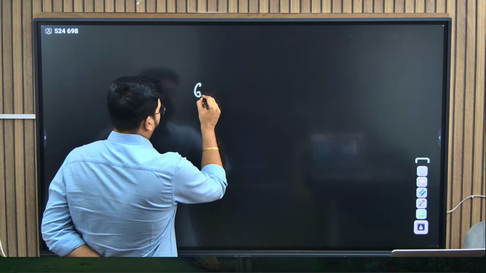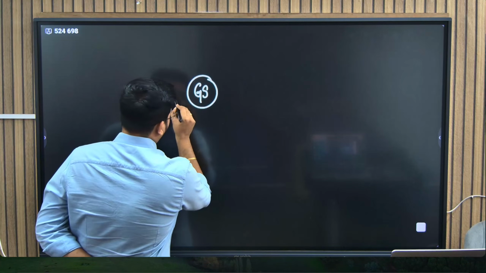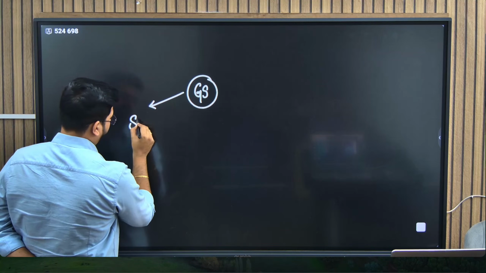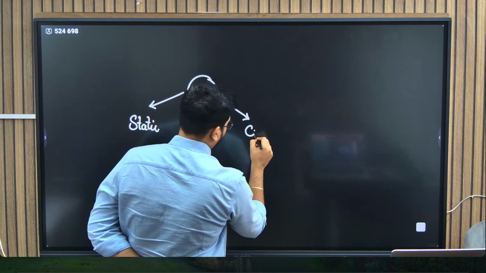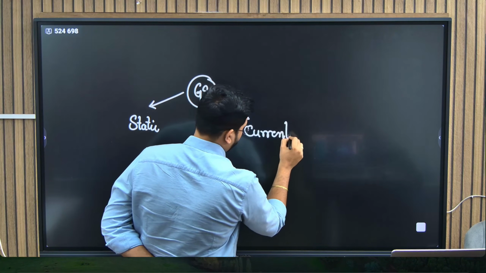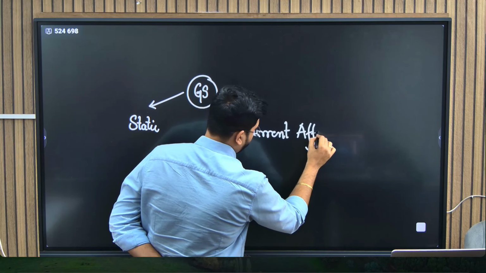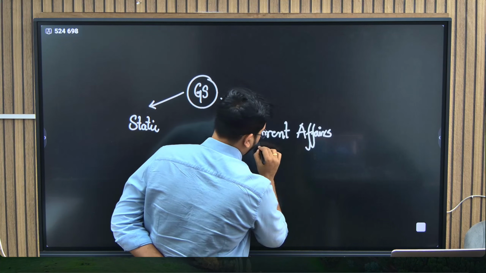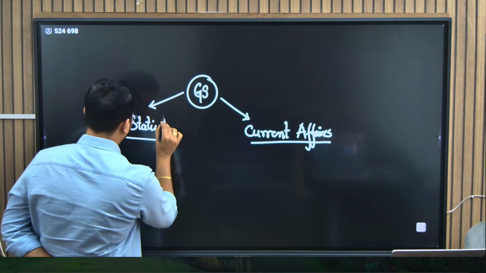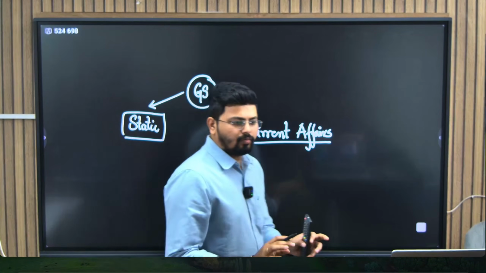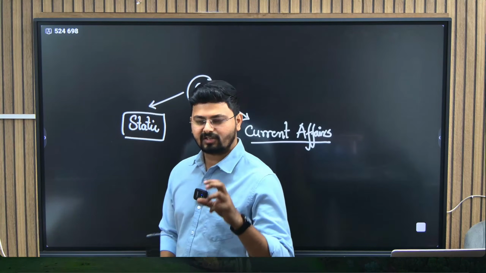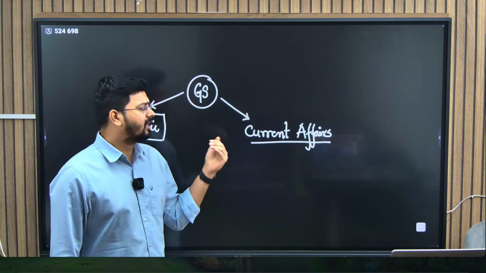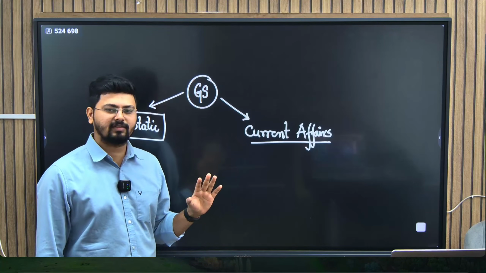See, in GS we have two components. One is static, other is current affairs. Now there are plenty of videos available on YouTube telling you what is the strategy, which book you have to follow, and there are many good people who are explaining the things.